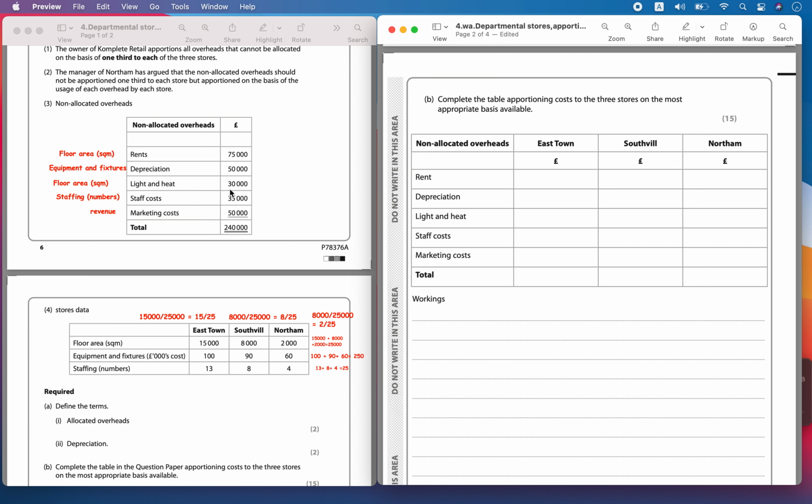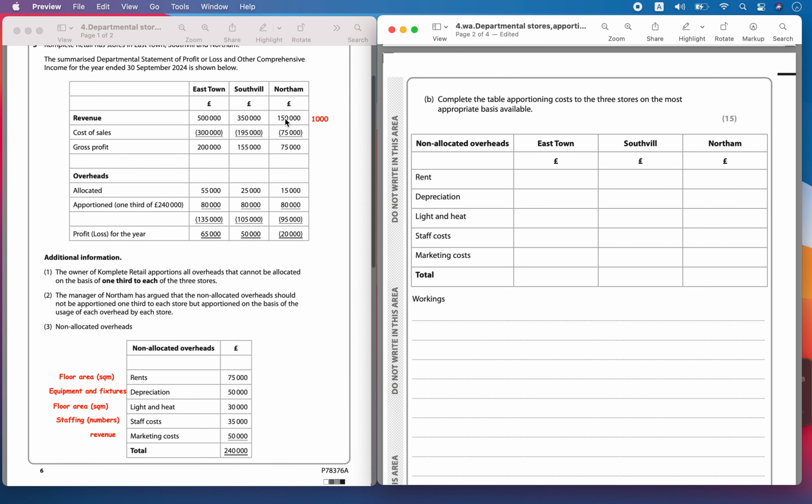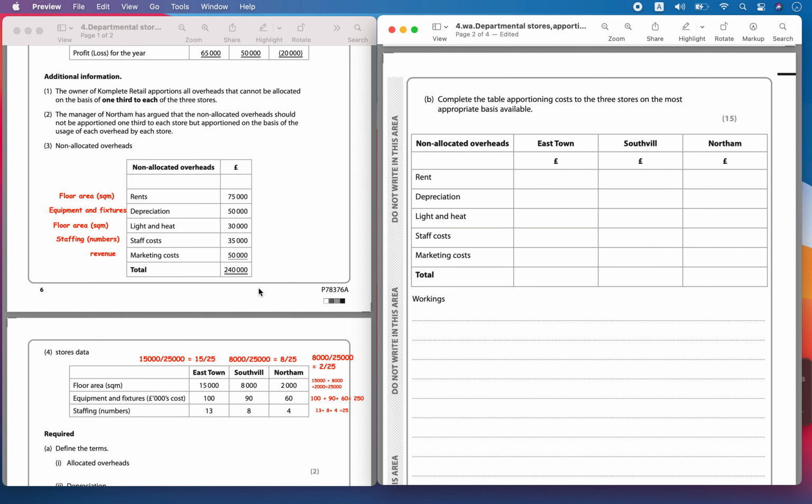Then light and heat is also split based on the floor area or room space occupied. Then the staff costs are split on the number of staff employed in each department; based on that ratio I will split this cost to each department. Then we have the marketing costs, which are usually split based on the revenue earned by each department. Before starting the apportionment, it's better to work out and keep the ratios, so that it will save a lot of time.